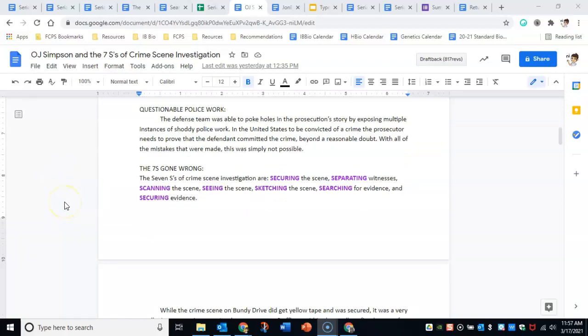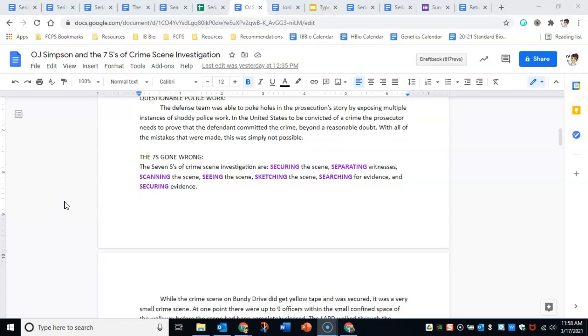Questionable police work. The defense team was able to poke holes in the prosecution's story by exposing multiple instances of shoddy police work. In the United States, to be convicted of a crime, the prosecutor needs to prove that the defendant committed the crime beyond a reasonable doubt. With all of the mistakes that were made, this was simply not possible. The 7 S's gone wrong. The 7 S's of crime scene investigation are securing the scene, separating witnesses, scanning the scene, seeing the scene, sketching the scene, searching for evidence, and securing evidence.